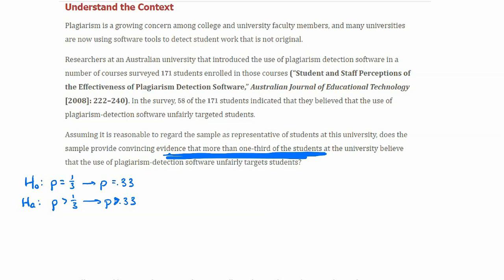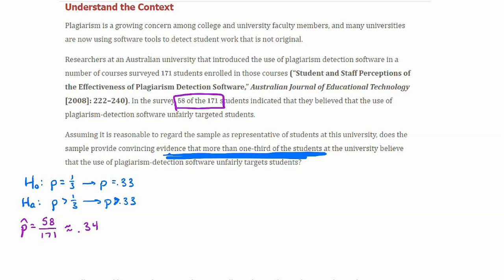Now, what is P hat? P hat is our sample proportion. That's our 58 out of 171. And when I punch that in, that rounded to about 0.34. So again, get the gist of this hypothesis test. Look, we took a sample of 171 students. 34% of them thought that this software was unfair.